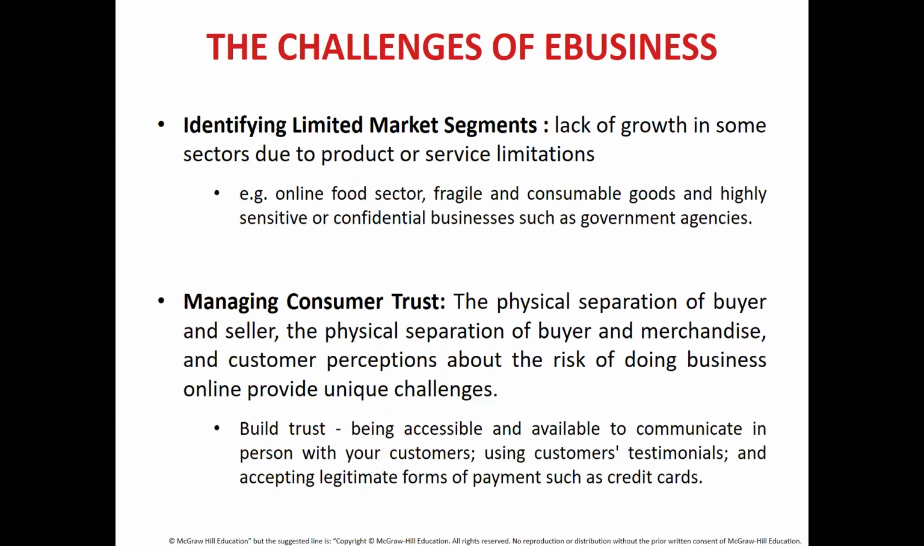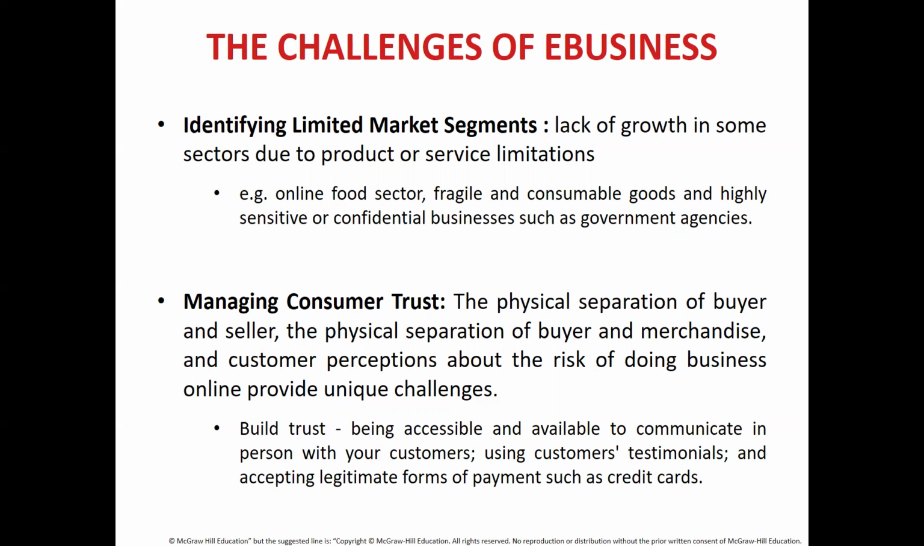Now, when you talk about limited market segments, it becomes fairly impossible to sell certain products online. Example, medical services or probably medicine sold online. Why? Because if something goes wrong, a person may die, okay? Or sometimes when we talk about limited market segments, the product is too fragile to actually send from one location to the other, so you wouldn't risk it. So those are examples of limited market segments.